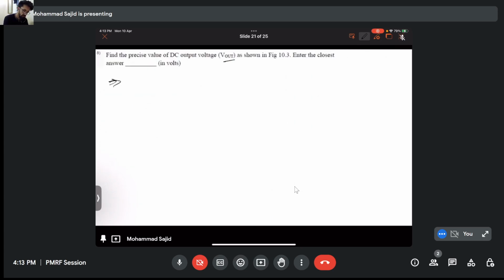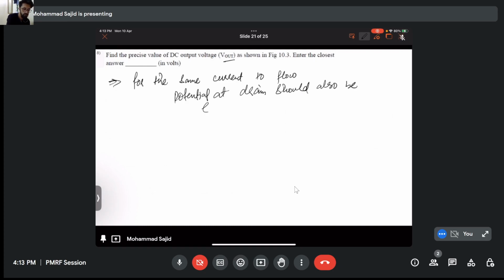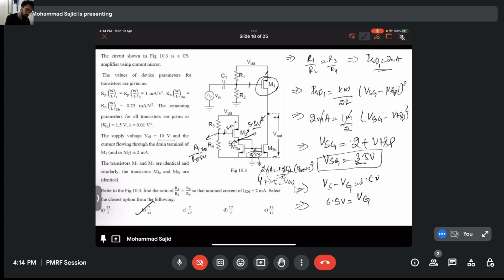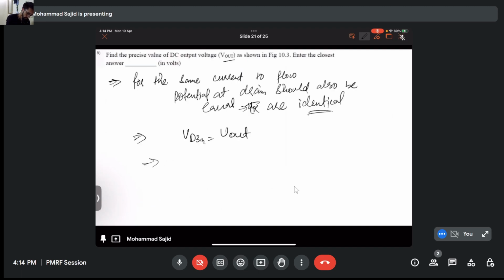So let's write a few things about it. For the same current, the potential at the drain should also be equal, meaning the transistors should be identical. Now that means VD3A is equivalent to V out, right? As I said, this gate potential should be equal to V out. And this VD3A is equivalent to VGS3A.